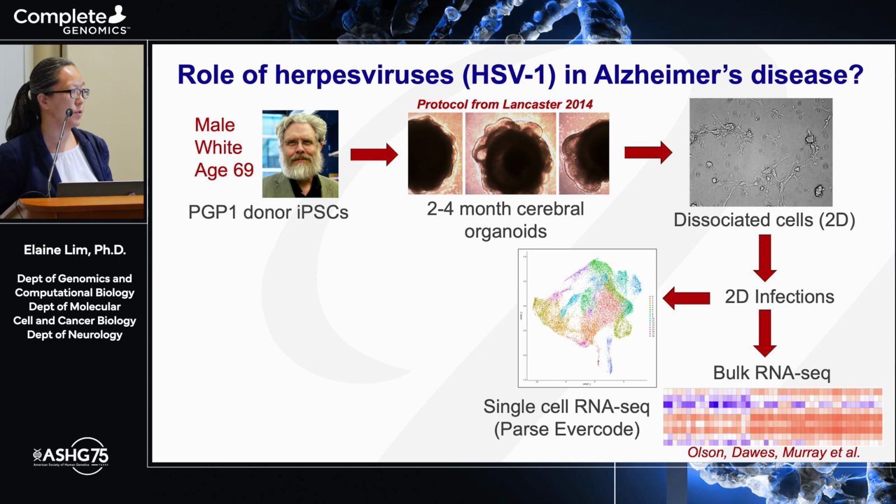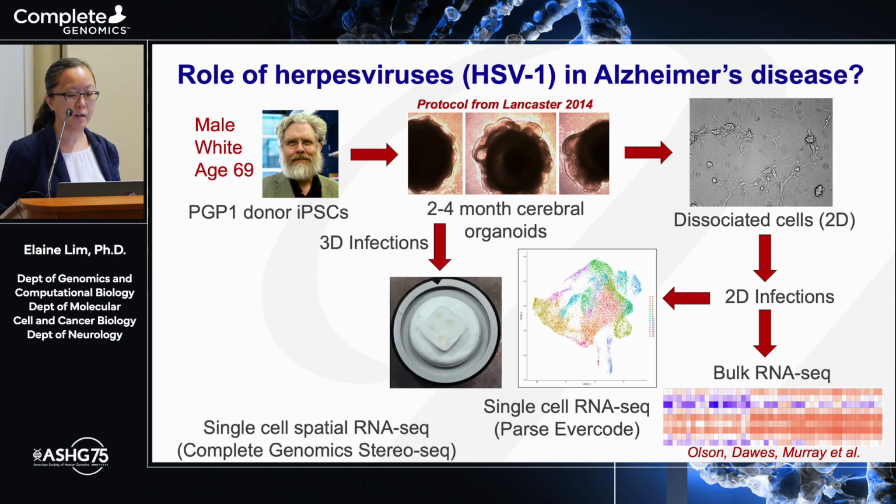So in parallel, we took some of these 2D dissociated cells and performed infection, and we ran this using PASS Biosciences technology to look at single-cell, non-spatial RNA-seq data. And in collaboration with the Complete Genomics team, we took some of these three-dimensional undissociated organoids for viral infection, and we embedded them into cryoblocks, followed by sequencing with the Stereo-seq platform.